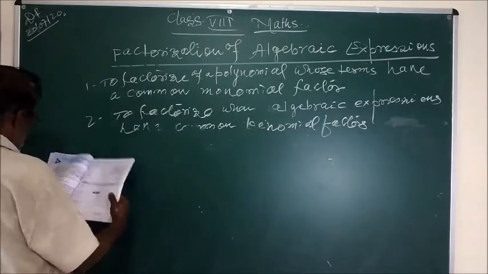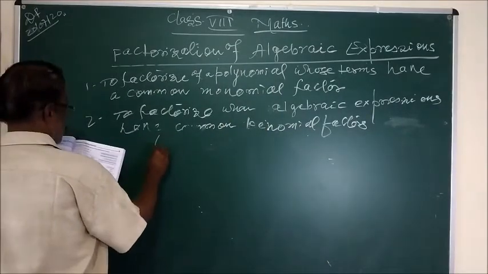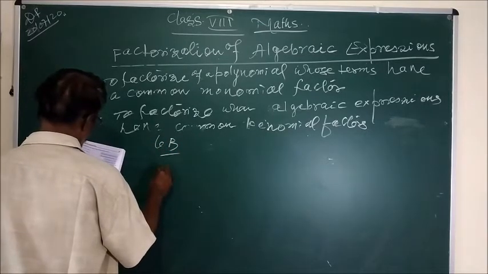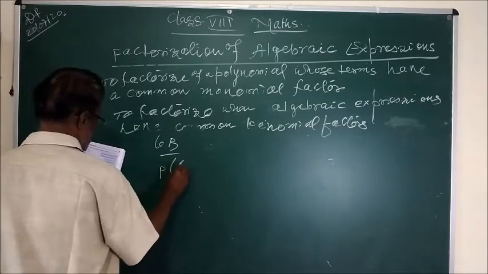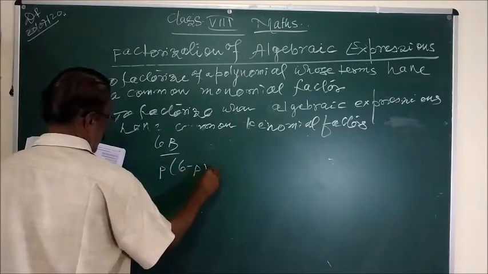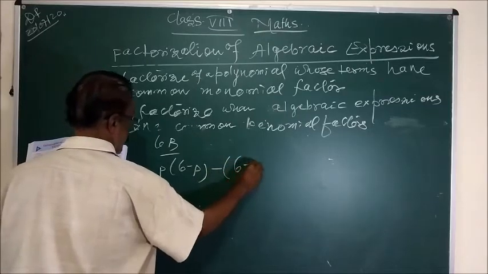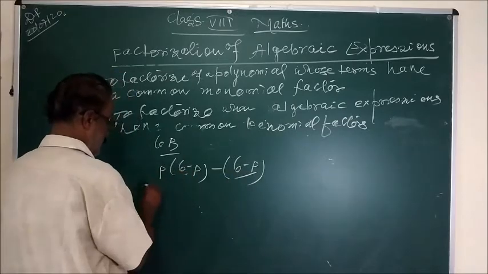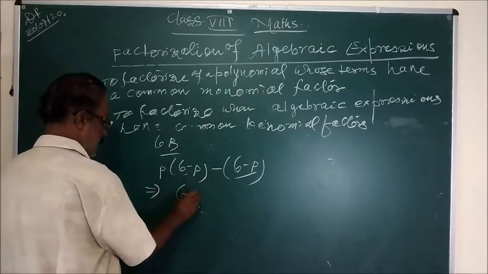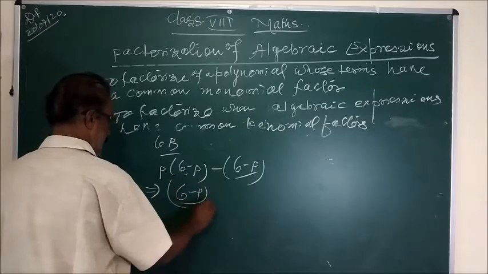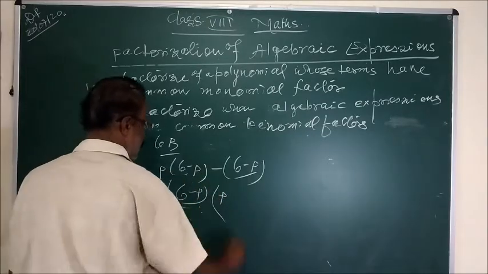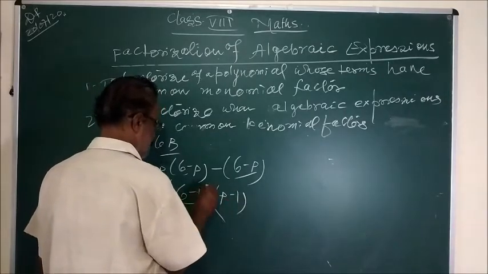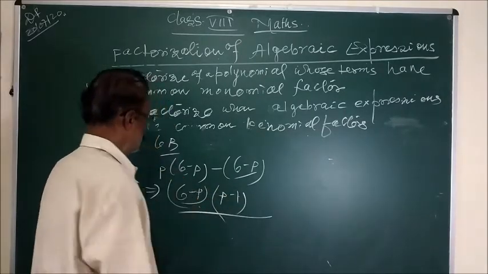I would like to solve another question from 6b. Suppose p into 6 minus p, and here minus 6 minus p. Now what is common? Common is 6 minus p. So a binomial is common, 6 minus p, and in the other bracket this will be p, and here nothing is there, so it is understood, here will be 1. So 6 minus p, p minus 1. These are the factors of this given polynomial.